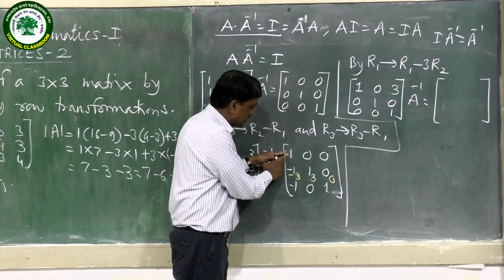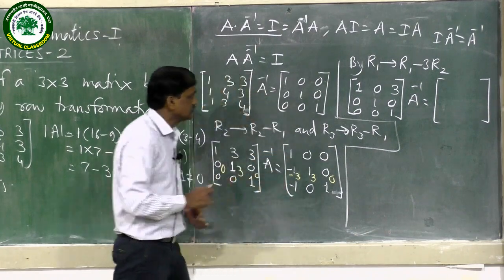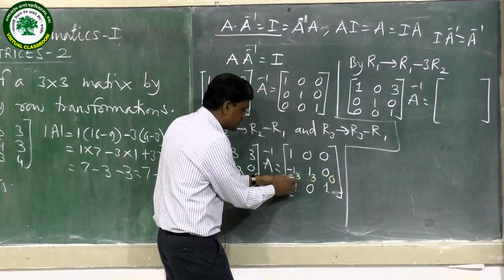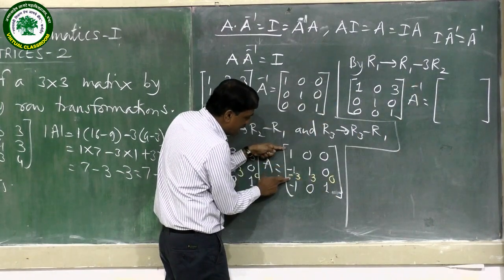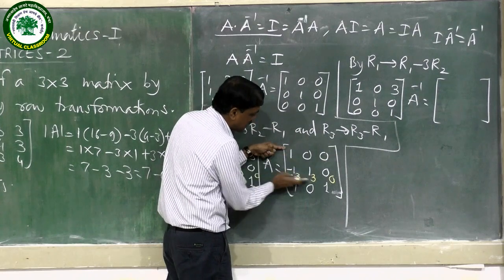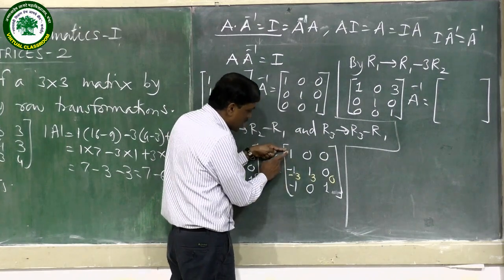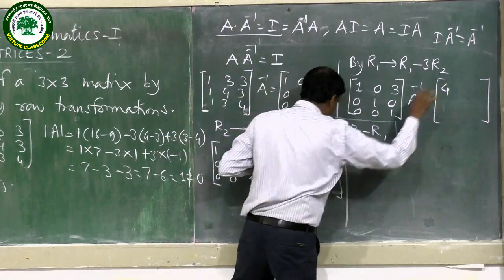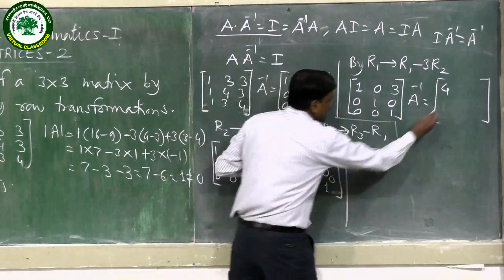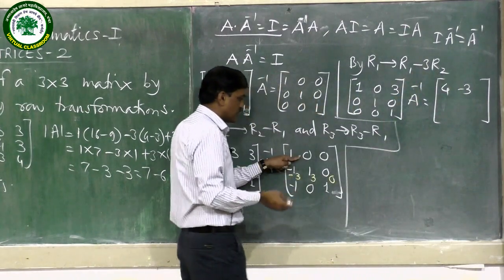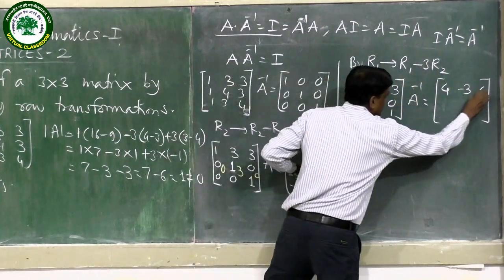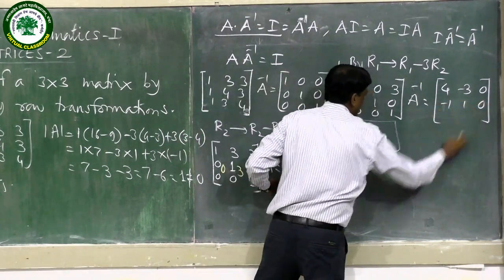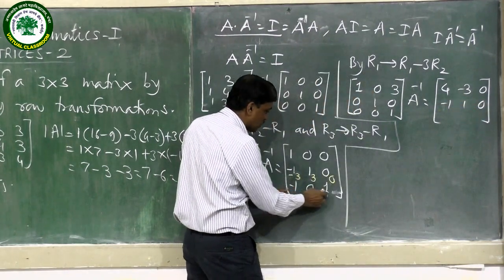Perform the same transformation here. R1 minus 3 R2. This is 3 R2. Now we subtract the new second row from the first row. 1 minus minus 3, it means 1 plus 3, it is 4. 0 minus 3, it is minus 3. 0 minus 0, it is 0. Second row original as it is, minus 1 1 0. Third row as it is, minus 1 0 1.